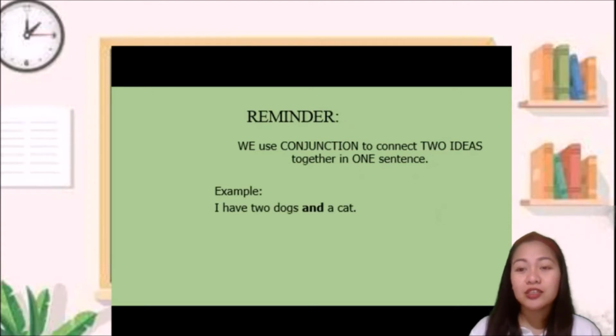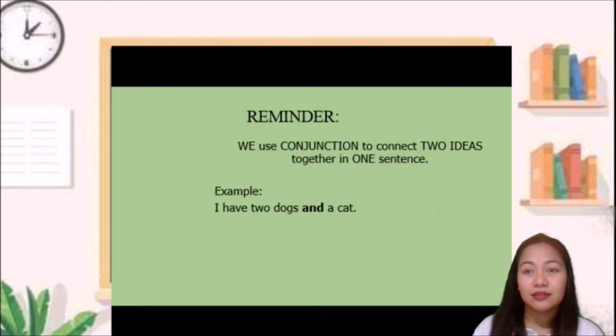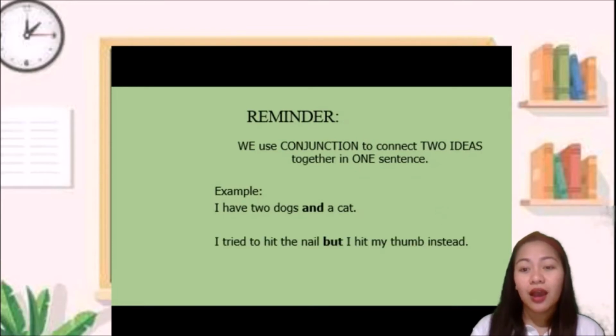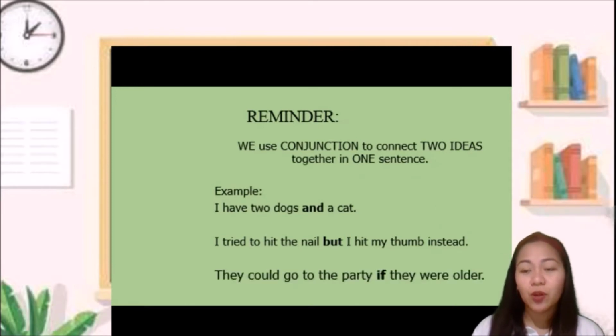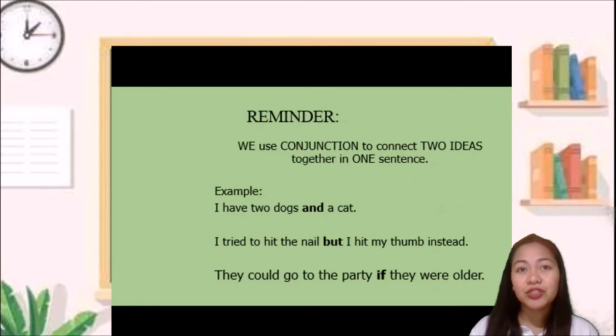Example, I have 2 dogs and a cat. I tried to hit the nail, but I hit my thumb instead. They could go to the party if they were older. All of these words are really important in grammar because they connect 2 different ideas together. And conditional sentences use if to combine 2 ideas together.